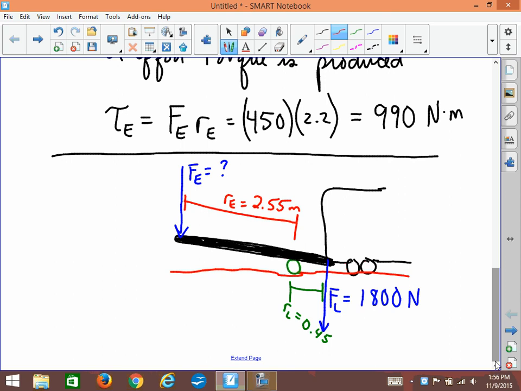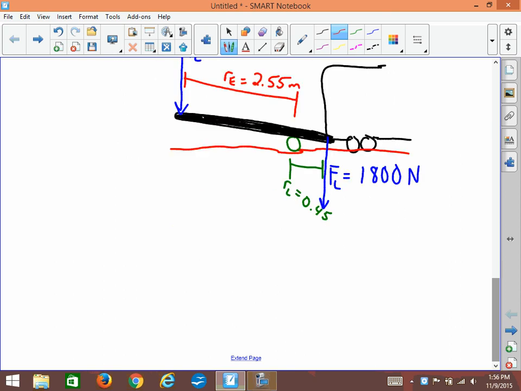Well, in order to lift, remember what we said, the effort torque must equal the load torque. Okay? And of course, with these formulas, we are looking at just the magnitude, just how much of the torque there is. We didn't really discuss which way it's going to move, but we know that it's either going to be clockwise or counterclockwise, right? So we can tell the way it's going to move from the picture.